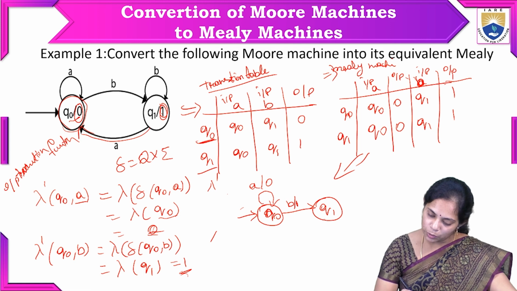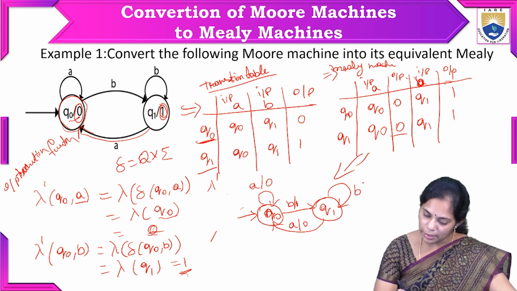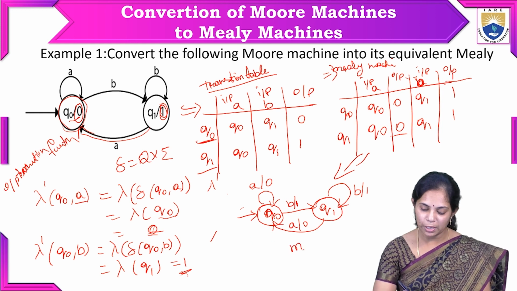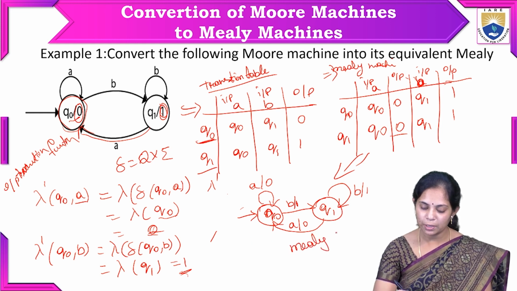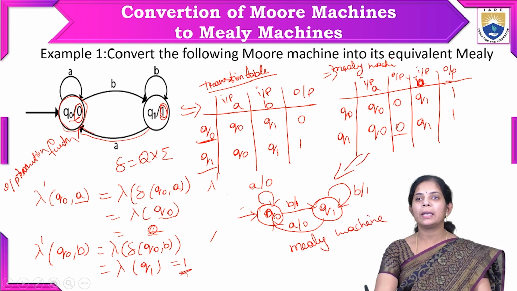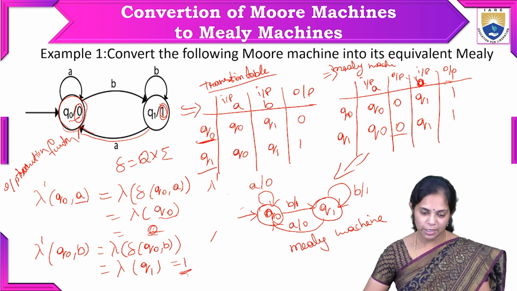And from state Q1, if you give A as an input symbol, with 0 as an output symbol, it goes to Q0. And if you give B as an input at Q1, it will get the output. So here we have constructed a Mealy machine. This is how we convert a Moore machine to a Mealy machine. Let's take another example.